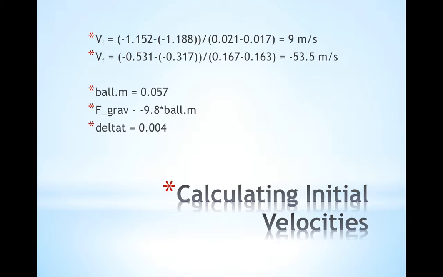We calculate these using the information we collected from Tracker, and thusly come out with 9 meters per second in the x direction and negative 53.5 meters per second in the x direction as well in the initial and final velocities. We also find the ball's mass to be 0.057 and the force of gravity to be negative 9.8 times the ball's mass. We also know that our delta t is 0.004.